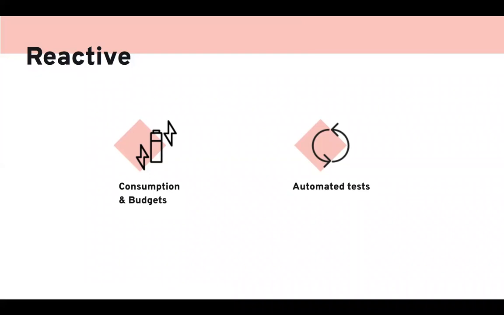Let's talk about consumption and budgets, and let's also talk about automated tests. Consumption and budget is something where you can define in your build process how much JavaScript, for example, you want to send, and define thresholds for how big you want it to be, and get a warning or even an error to make sure you don't get over those.